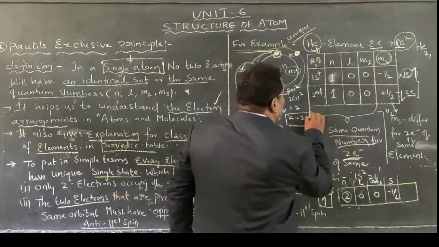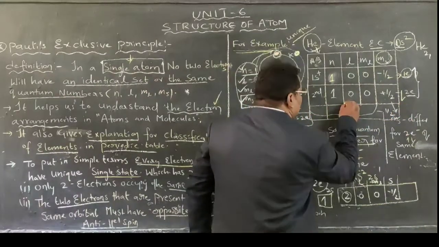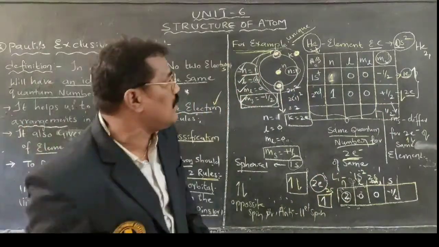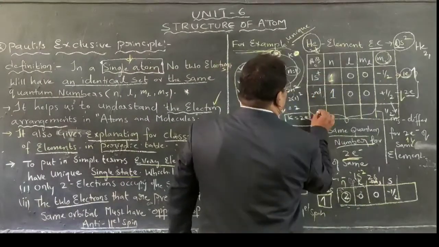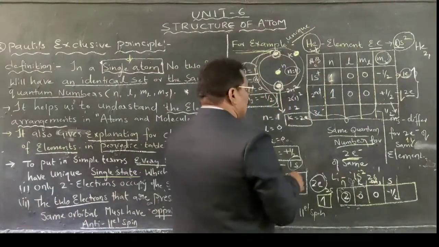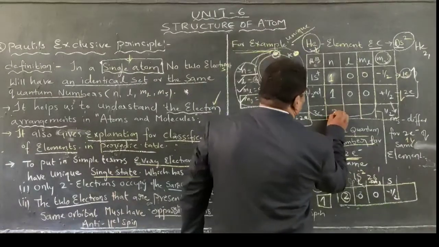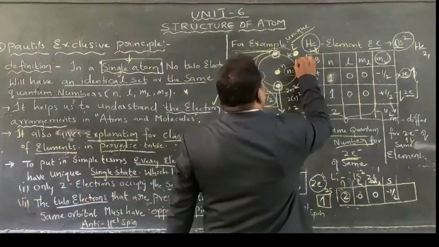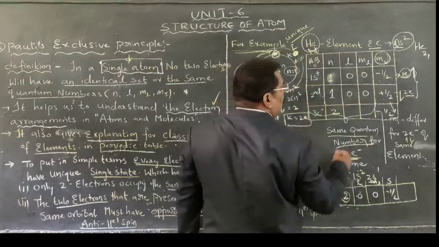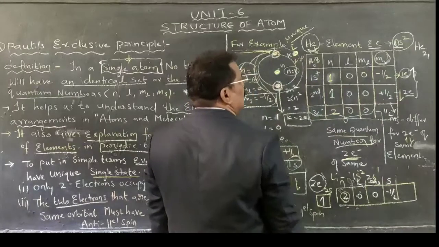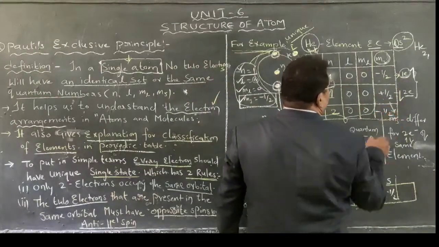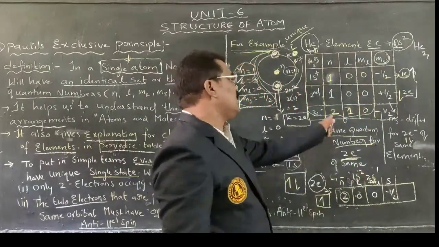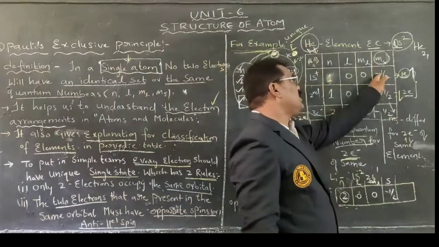If I add one more shell here, what values can I take? For the third electron, n is equal to 2, because it is the second shell, the L shell. l is equal to 0. The next electron will go into the p orbital. It remains minus half. n is equal to 2 means l is equal to 1 will exist: 2, 1, 0, minus half, plus half, minus half.